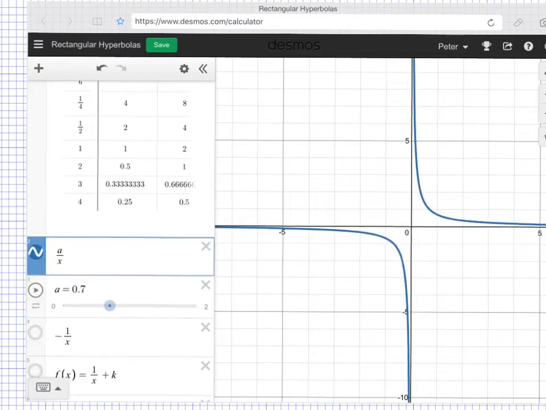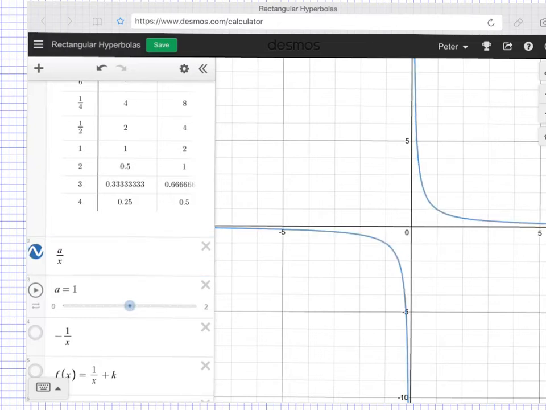All right, so this is an example of when it's 1 over x. Now you notice in the entry line here I've put a over x and I've added a slider in for a, so we can explore the changes that happen with a dilation factor. All right, so let's have a quick look.